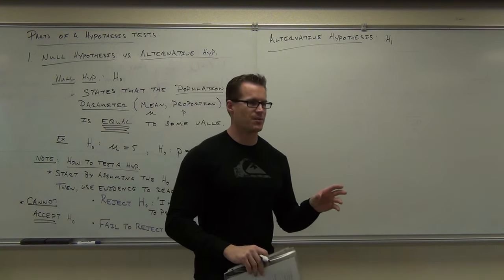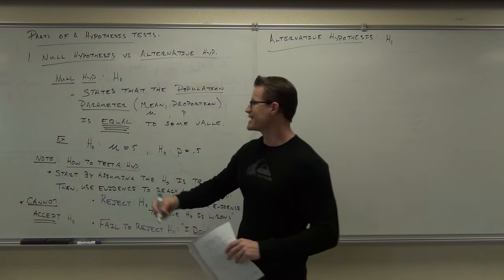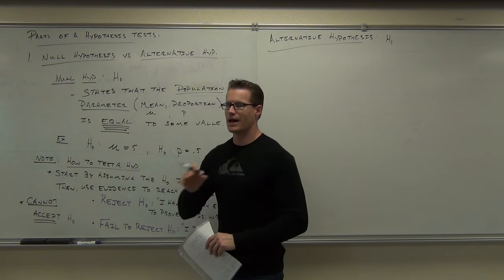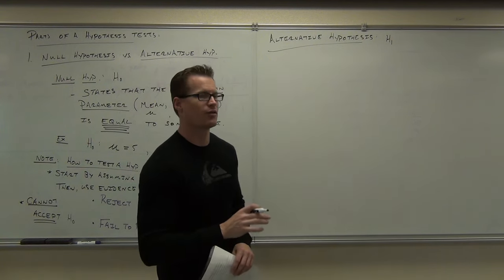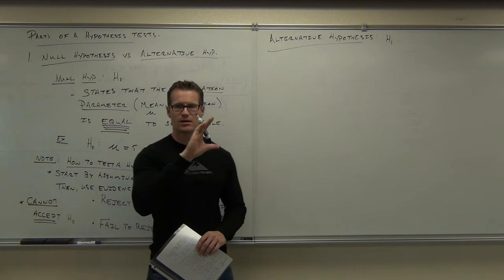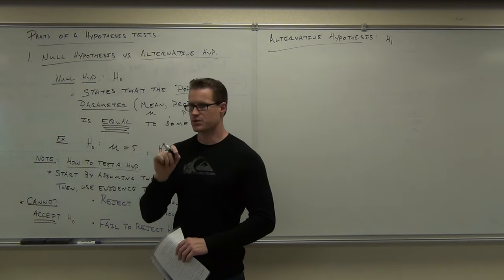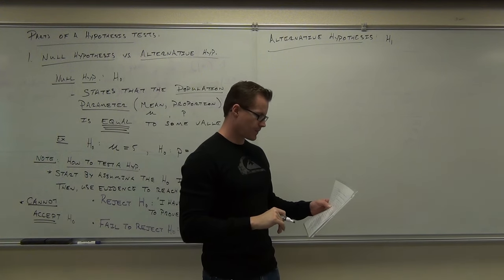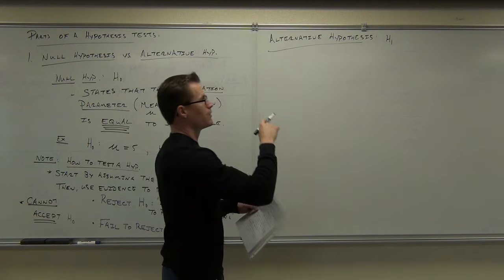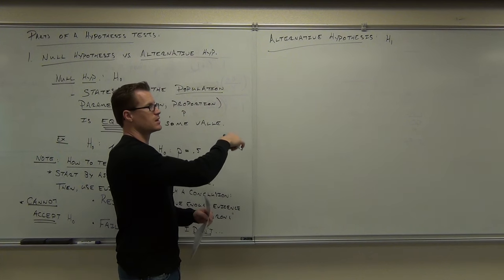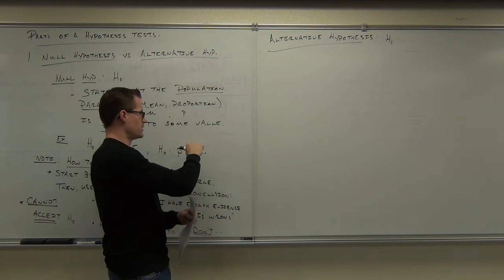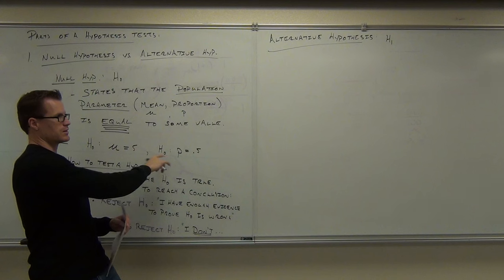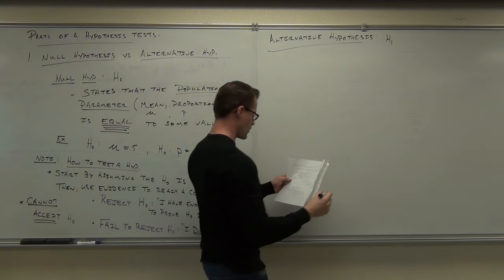The alternative hypothesis is going to be the opposite statement of this thing. It's not going to have an equal sign in it. It's going to have one of these symbols, either less than, greater than, or not equal to. The equality goes here. H sub 1 has the value, the parameter is different than the state of the H sub 0 has it. So I'll write that out for you.